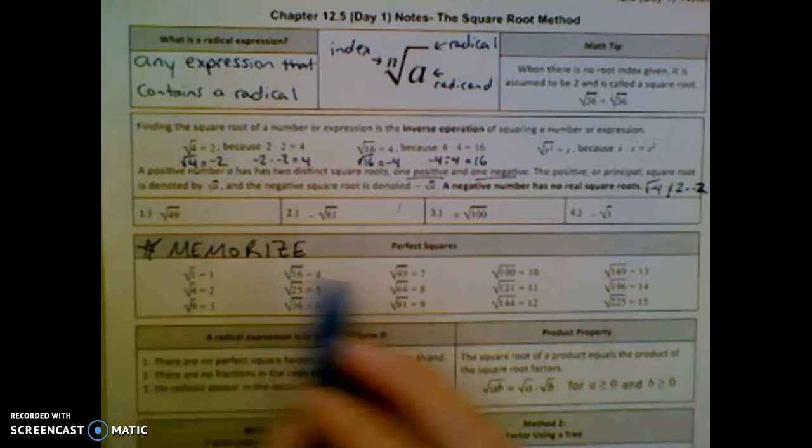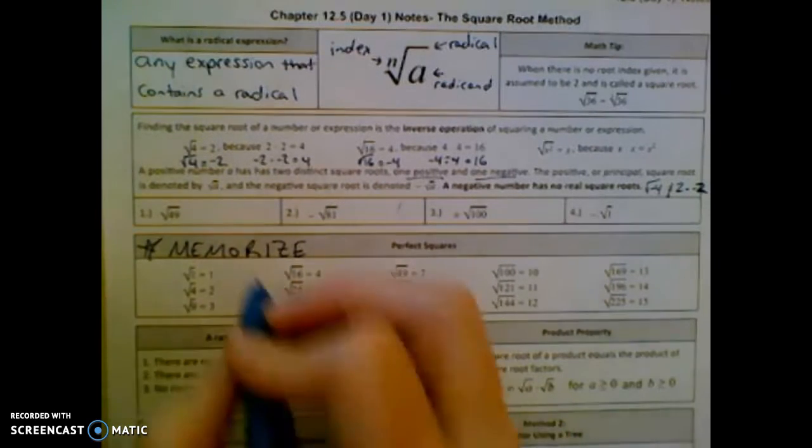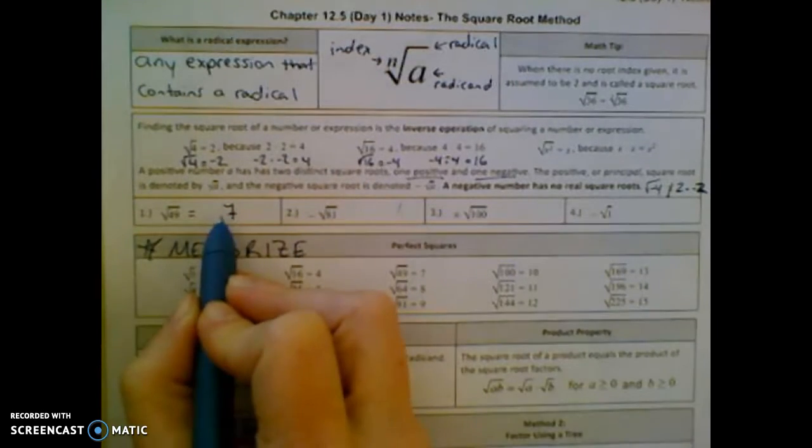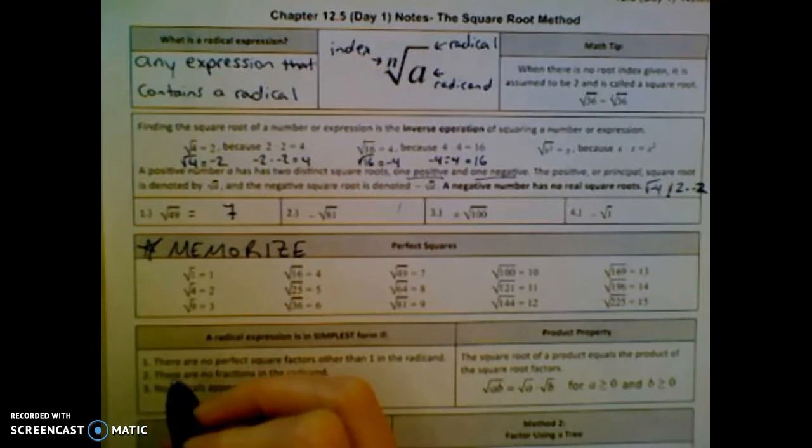But either way, square root of 49, we go over here, square root of 49 is 7. And I wanted the positive answer because I didn't tell you anything. So just leave your answer as positive 7 and you're done.